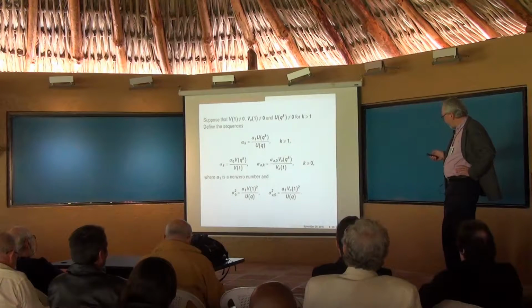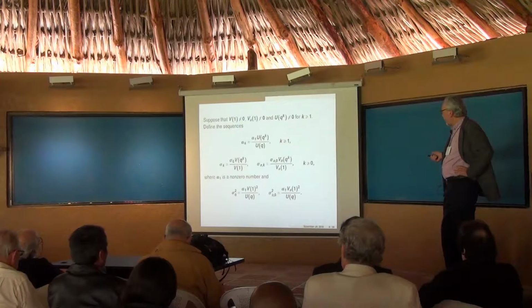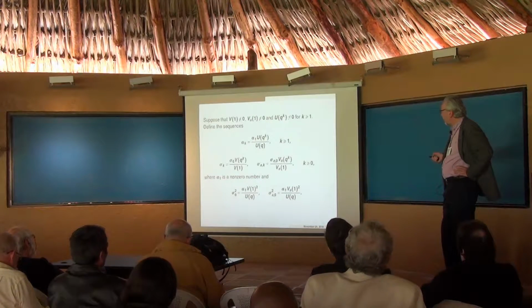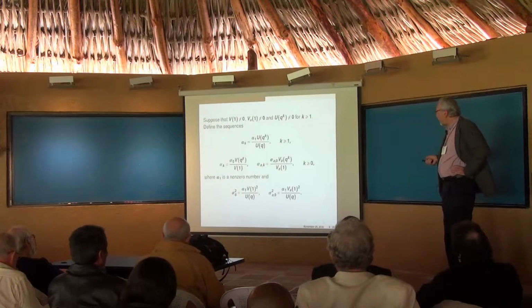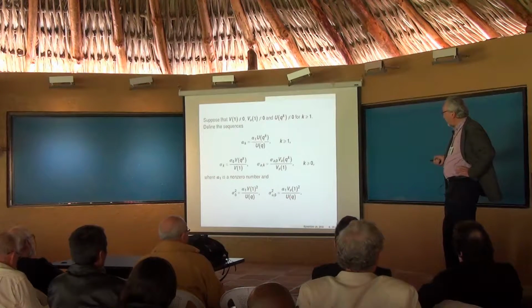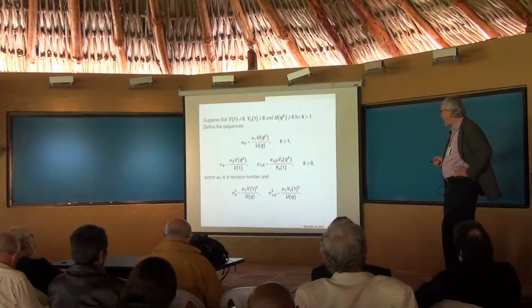If some conditions are satisfied for the rational functions, for example, if we substitute x by q to the k, we should not get 0 here, then we can define the sequences alpha k and sigma k in this form. But the sigmas are related to the betas because they are the sums of the betas.